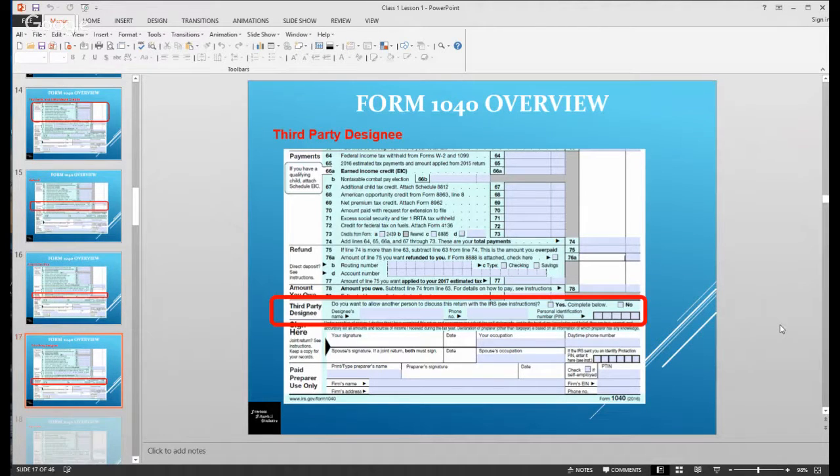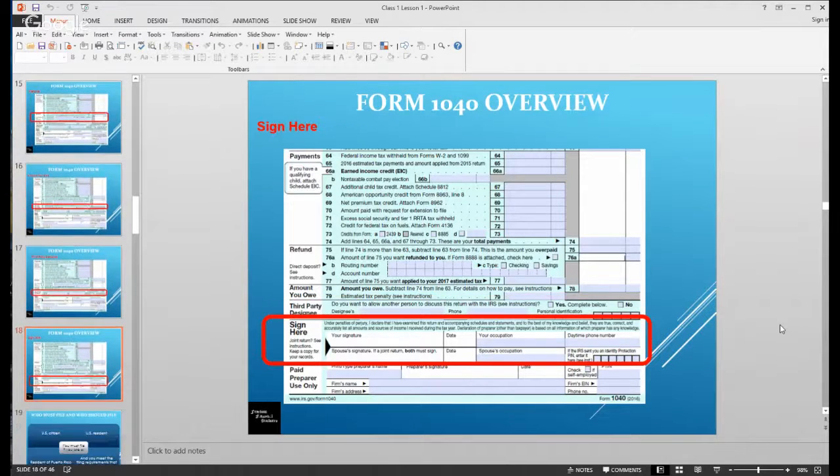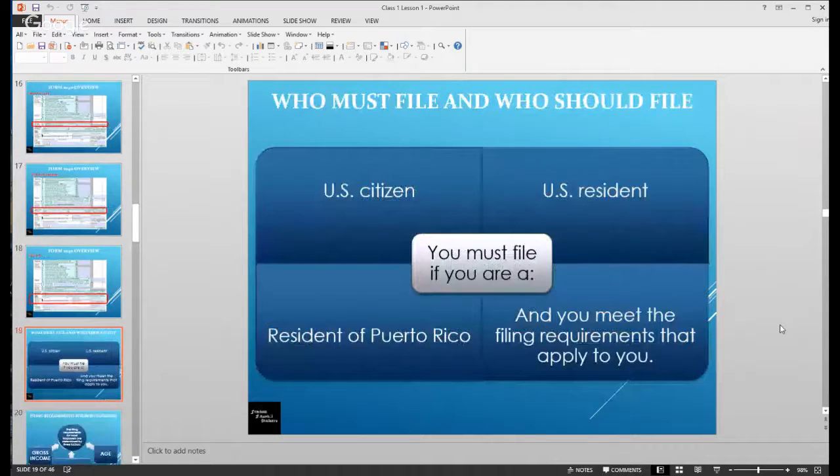There's a section for third-party designee where, if your return is prepared by someone that you would like the IRS to be able to discuss things with, you can indicate the information in this section. And then there's the place for signature as well as the paid preparer down at the bottom.